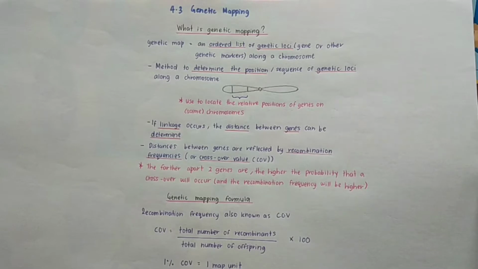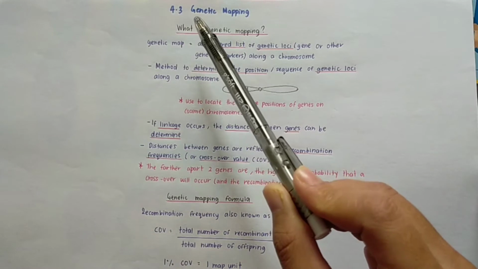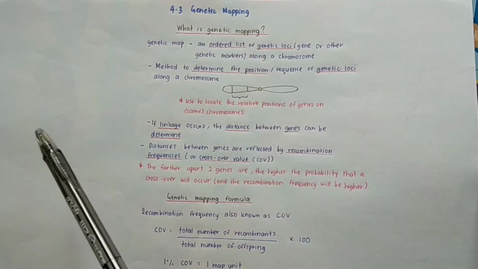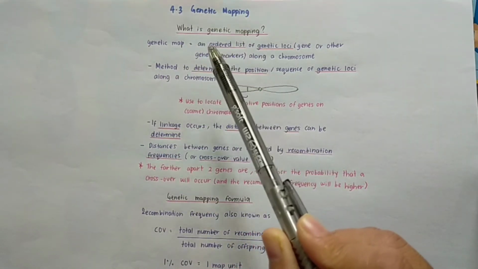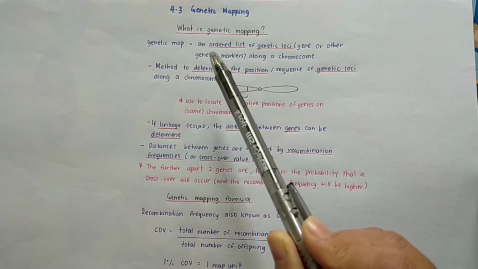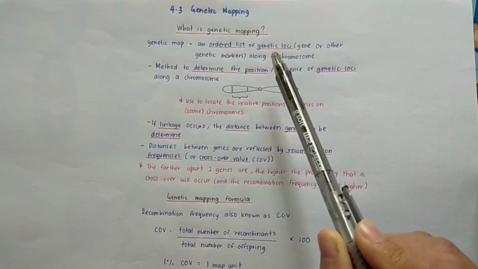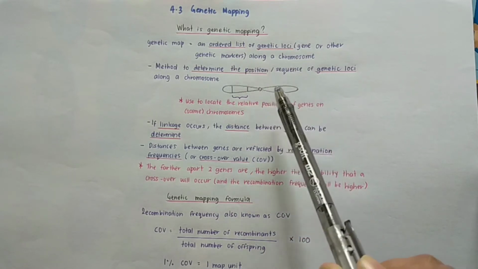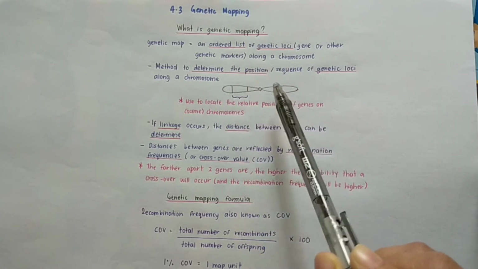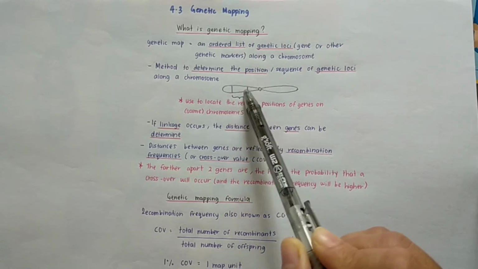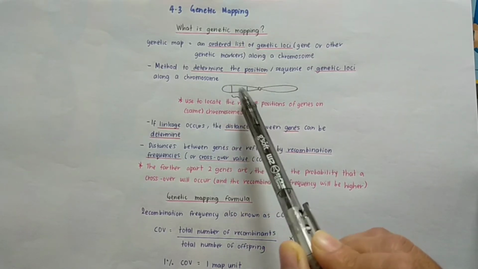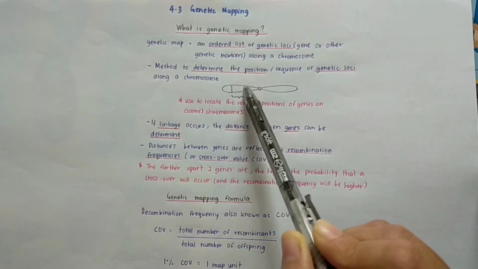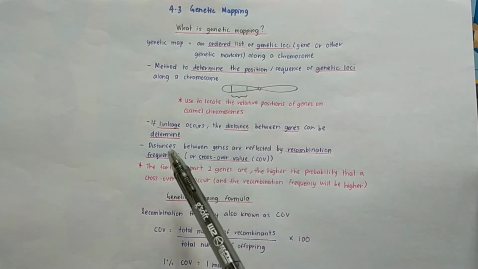So now let's discuss the last subtopic for this chapter. Subtopic 4.3 is about genetic mapping. First of all, what is genetic mapping? A genetic map refers to an ordered list of genetic loci, which is genes or other genetic markers along a chromosome. Let's say if you look at this chromosome here, there are two different genes. This is what we call an ordered list of genetic loci. This is the first loci, this is the second loci.